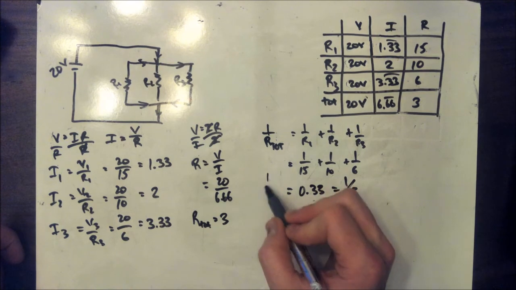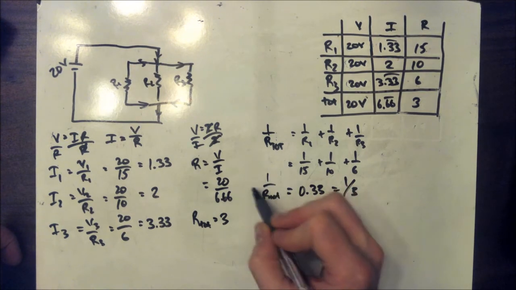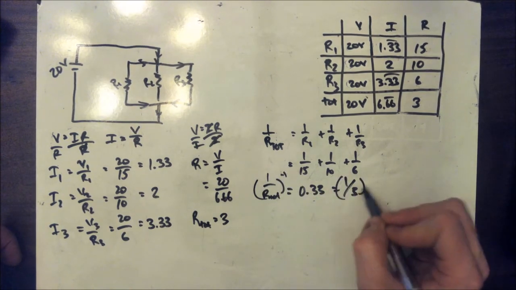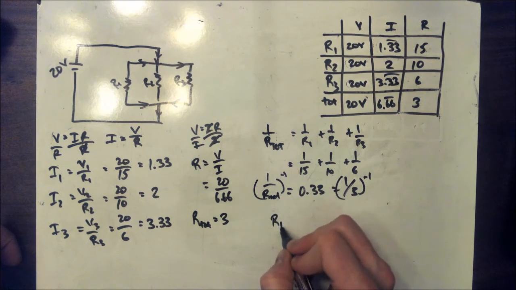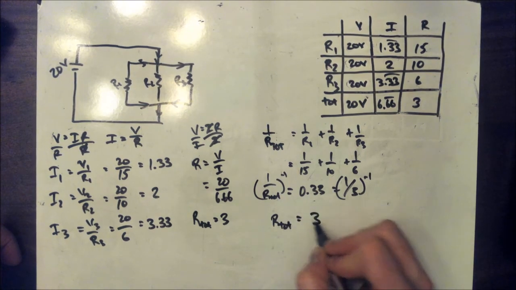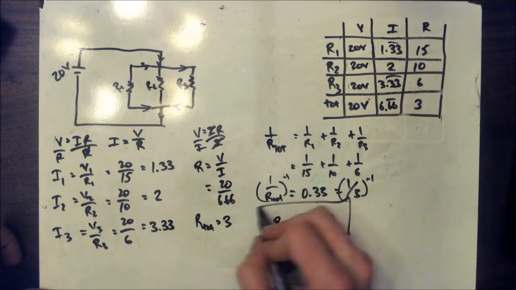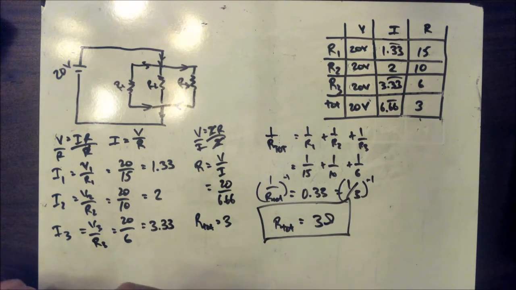Now, if we take the reciprocal of both sides to solve for R total, we end up with R total is equal to 3. And that agrees with what we saw.